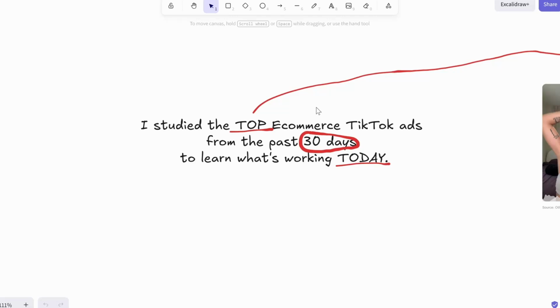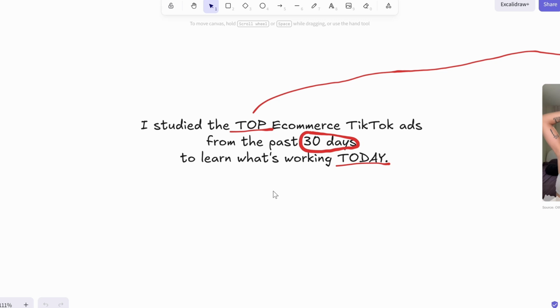Every high converting TikTok ad I found over the past 30 days had one thing in common. They all follow the exact same structure, which I'll be breaking down today, so you can apply it and increase your conversion rates.